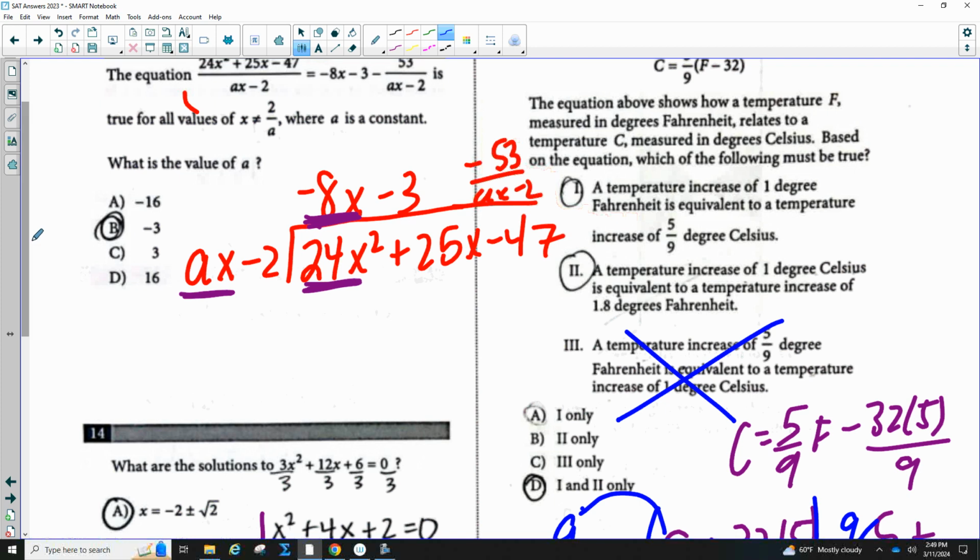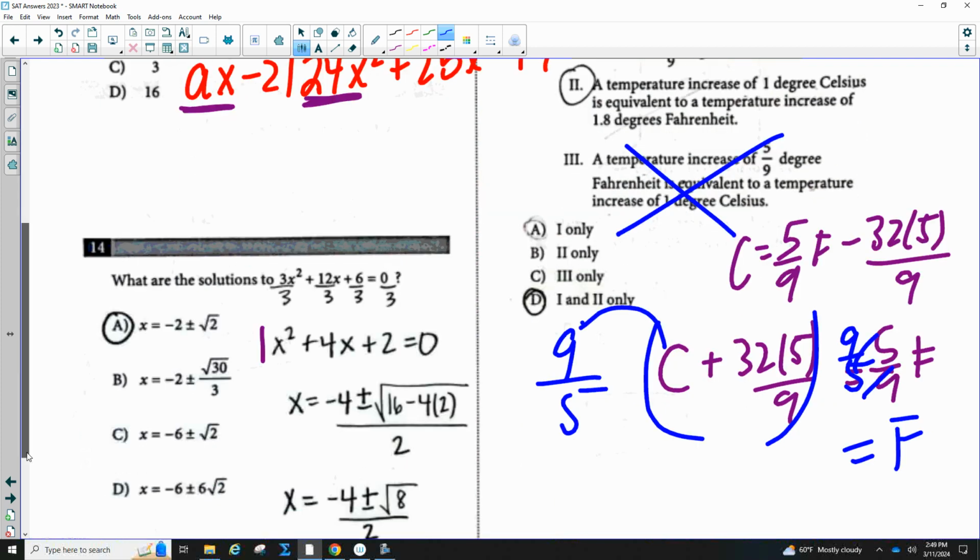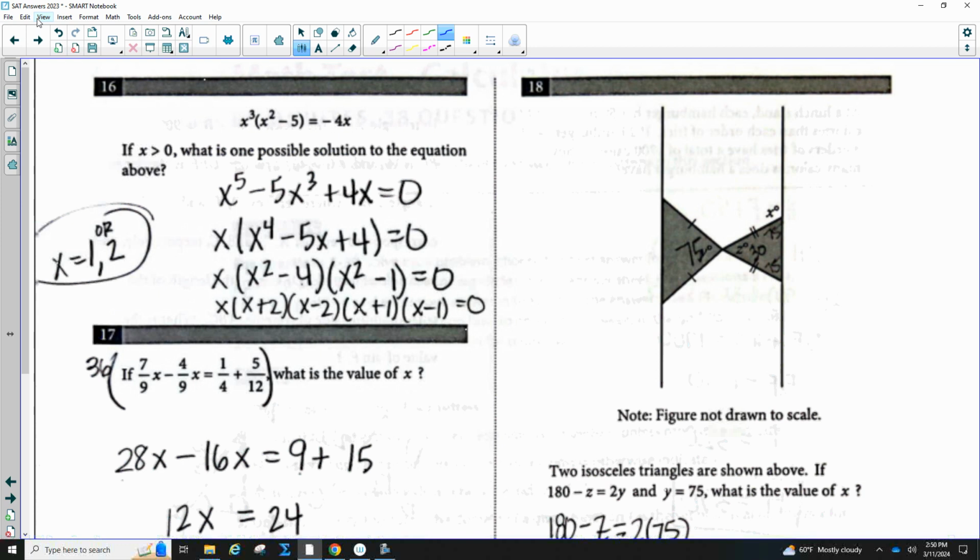And number 16. Now we're filling in the answer instead of multiple choice. So pay attention to this stuff on these problems, okay? X has to be positive. What's one possible solution? What I did is I distributed this, and this is a very doable problem, all right, once you see it. Distribute it, you get x to the 5th, exponents add, minus 5x cubed, and then add this 4x to the other side. So you set it equal to 0. And then it's a factoring problem, and they're giving you something doable, okay?